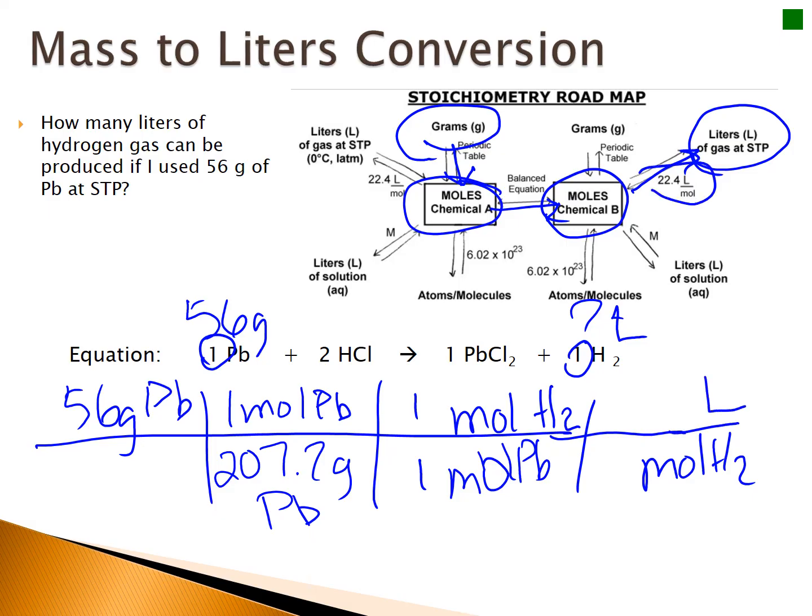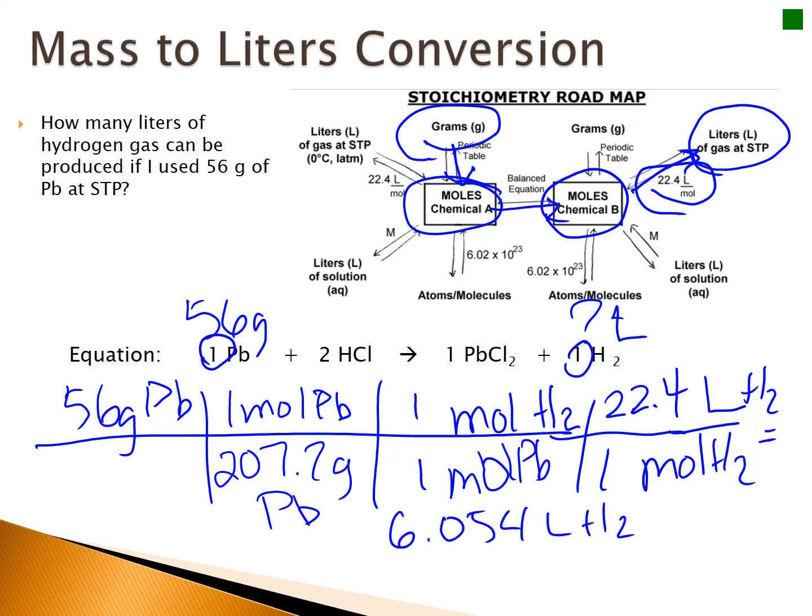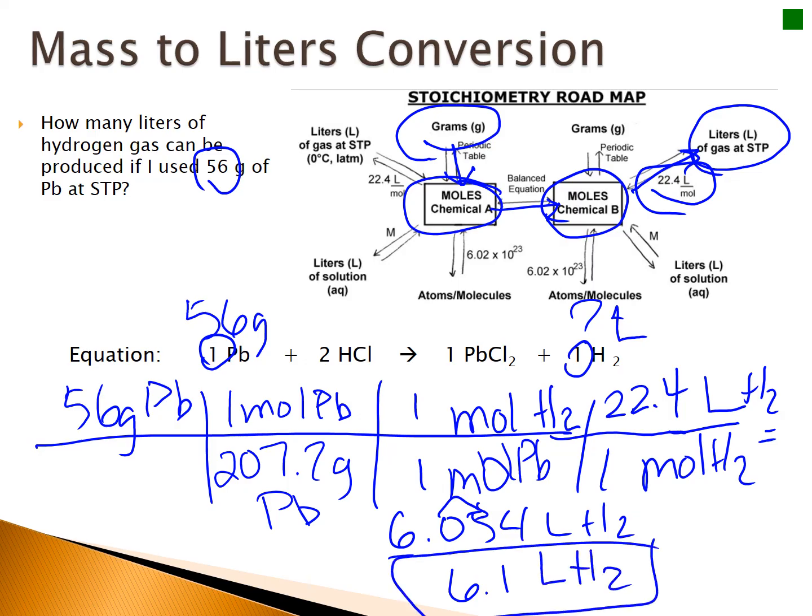So what is my conversion? It is 22.4 liters for every 1 mole of hydrogen. So when you multiply and divide that out, you get 6.054 liters of hydrogen. But when you round it to the 2 sig figs from the problem, it's 6.1 liters of hydrogen gas. All right, that's how you go from mass of a substance to liters of a gas of a different substance.